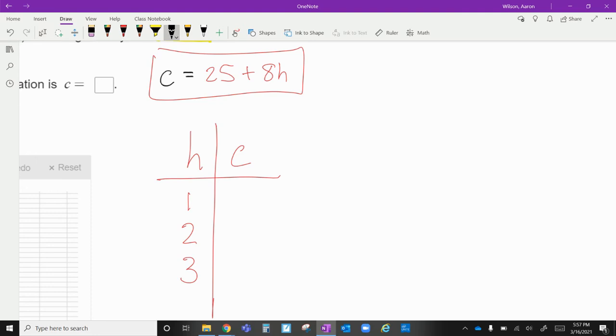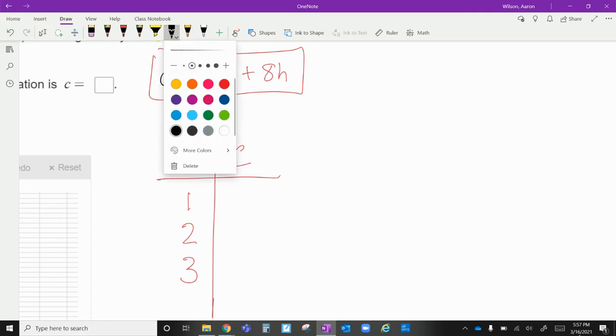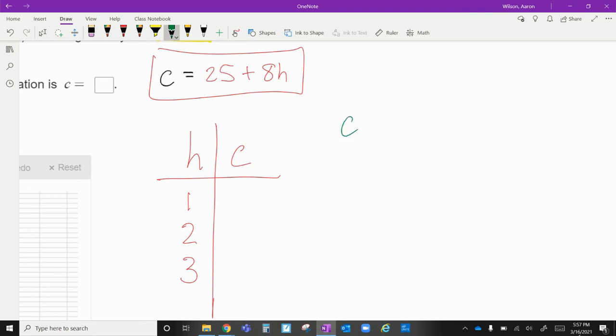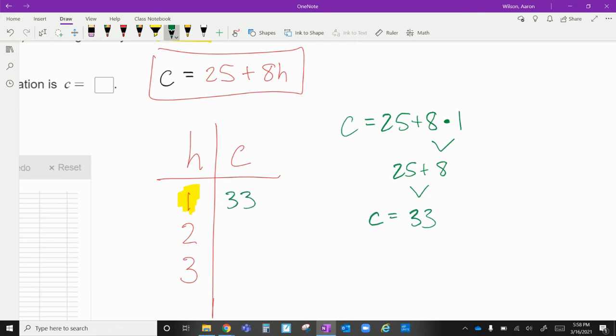So let's go with green and start plugging it in. So the cost is going to be $25 plus 8 times 1. Why am I choosing 1 to start with? Because I just wanted to use 1 hour, if I'm just going to rent the kayak for 1 hour. So here comes the math. 8 times 1 is 8. And we always do that first because multiplication is before addition. Then we add, what is 8 plus 25? That's $33. So for 1 hour, it cost me $33 to rent the kayak.